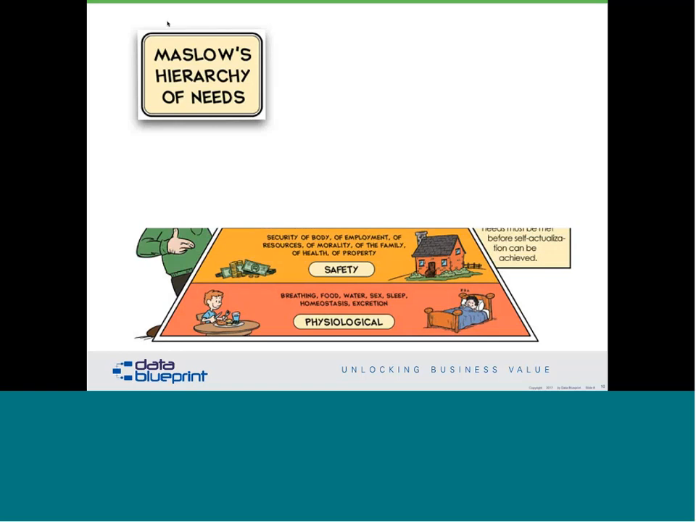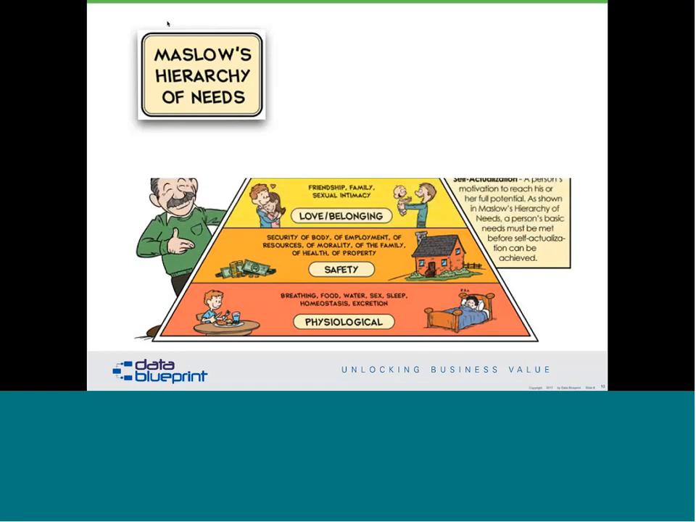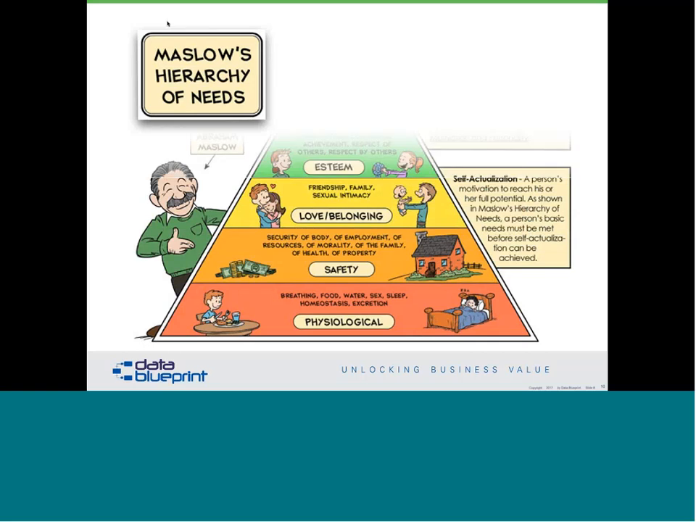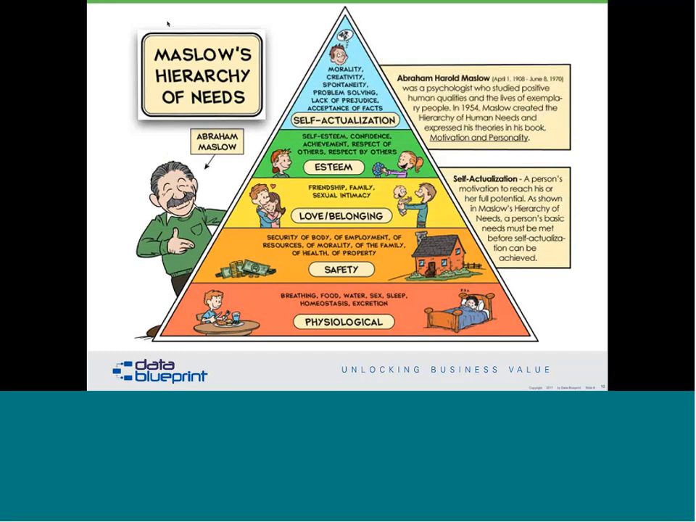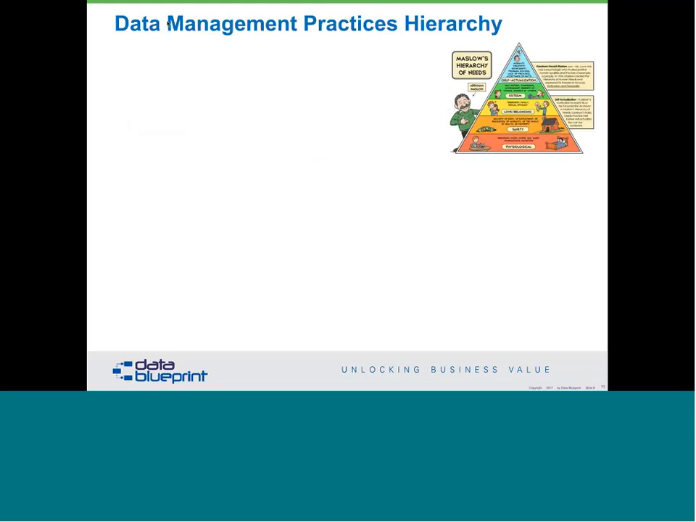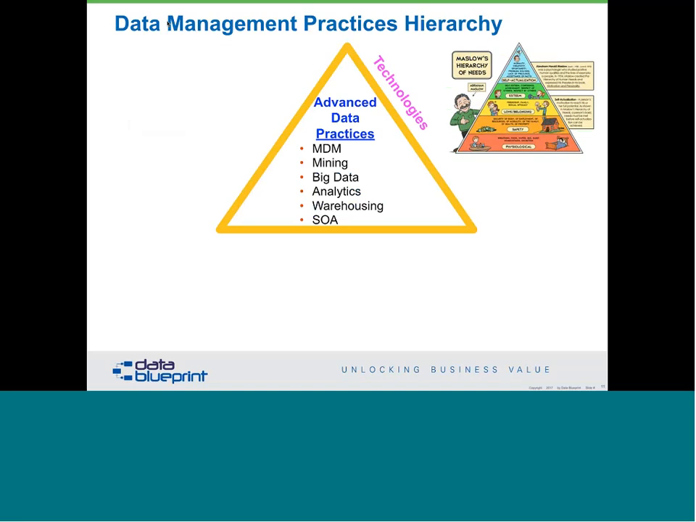If you are never safe, you will never become part of something bigger than you are. That's love and belonging. And if your love and belonging needs are unmet, then it's very unlikely you will develop self-esteem. If you don't have self-esteem, then you can't get to self-actualization. What does this have to do with data quality? Well, it turns out that most things that people want to do with data in general fall into this thing I call the golden triangle up at the top.